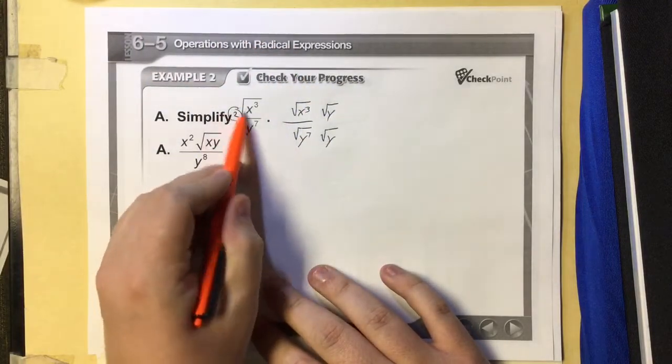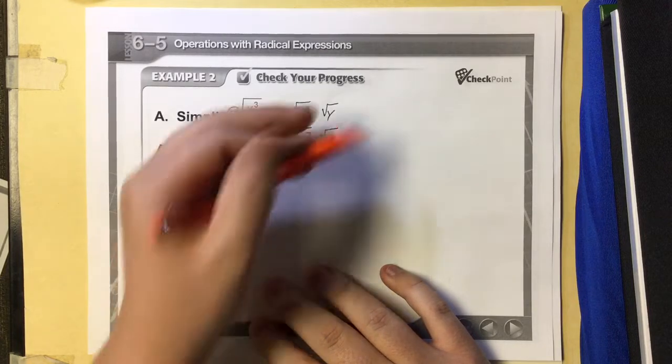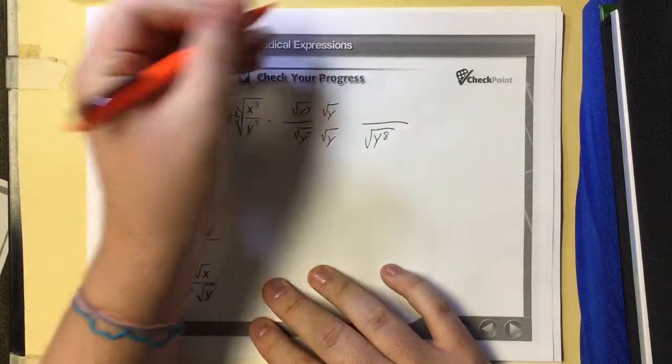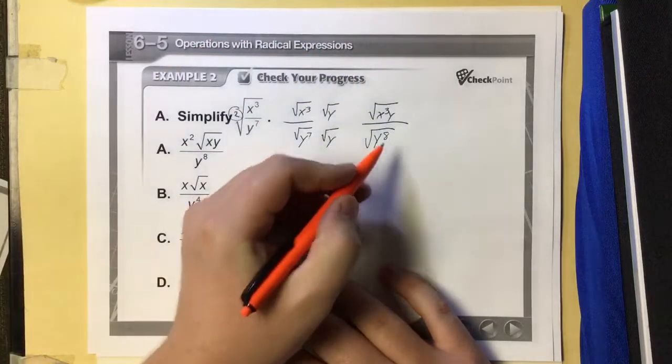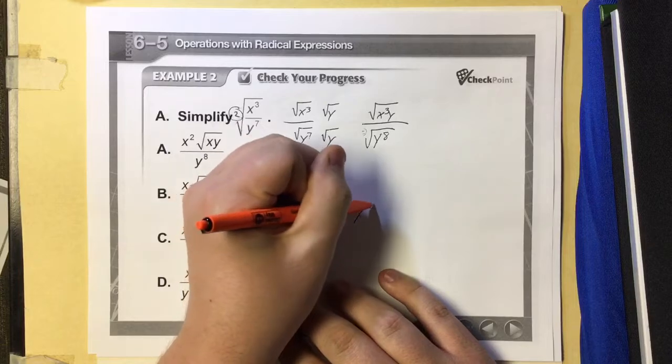Square root because it is started as a square root. Y to the 7th times y to the 1st will give us y to the 8th, and that is divisible by our index of 2. 8 divided by our index of 2 gives us y to the 4th on bottom.